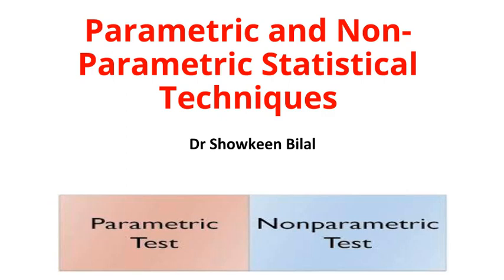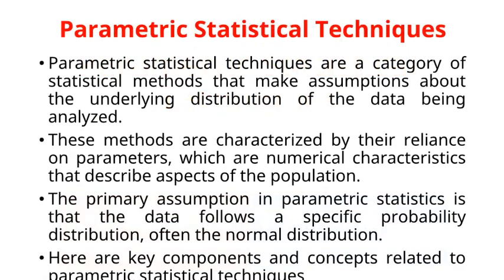Dear learners, today, the focus of my presentation is parametric and non-parametric statistical techniques. Let us first try to understand what are parametric statistical techniques. Parametric statistical techniques are a category of statistical methods that make assumptions about the underlying distribution of the data being analyzed. These methods are characterized by their reliance on parameters, which are numerical characteristics that describe aspects of the population. The primary assumption in parametric statistics is that the data follows a specific probability distribution, often the normal distribution.